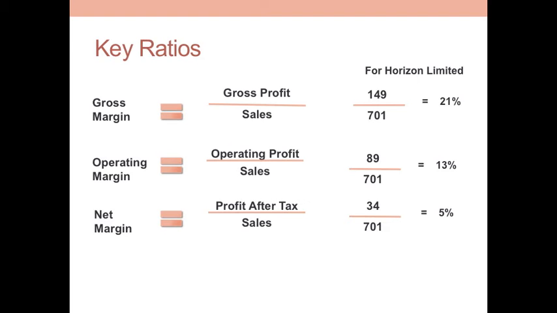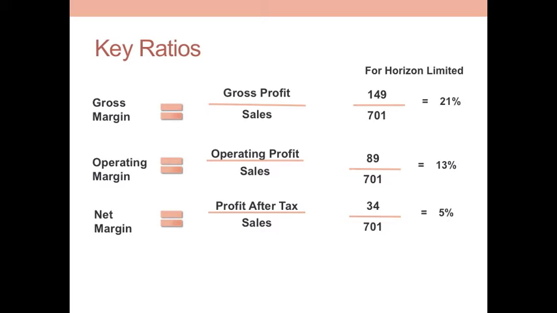Let's see how some key financial ratios are calculated. This is a very important slide since we'll be referring to some of these formulas in class as well. So what is gross margin? Gross margin is simply the gross profit of the business divided by the sales of the business. If we apply this to Horizon Limited, the gross margin works out to be 21%, which is simply the gross profit of 149 crores divided by the sales of 701 crores.